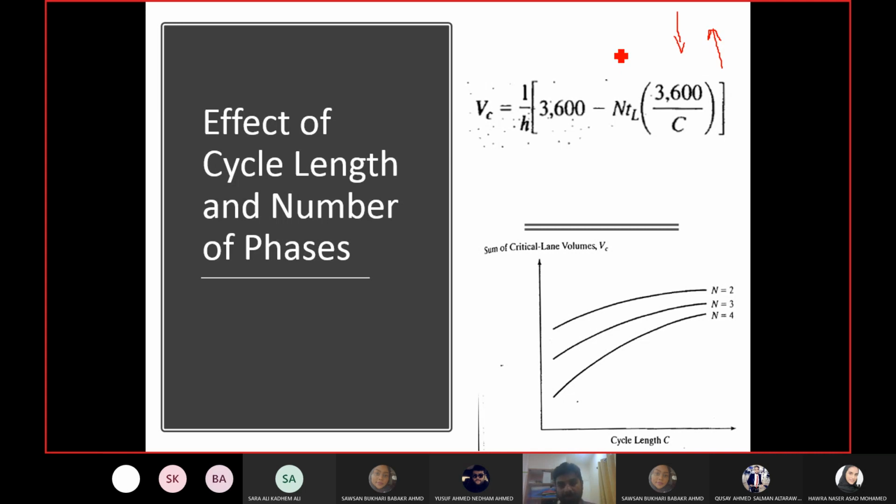So number of phases are decided on the basis of safety of the drivers. You cannot say, okay, all movements will happen in one phase and I will have only one phase. Then it will be very dangerous. Then what's the point of having the signal, right?